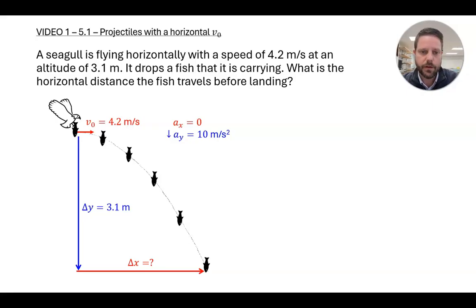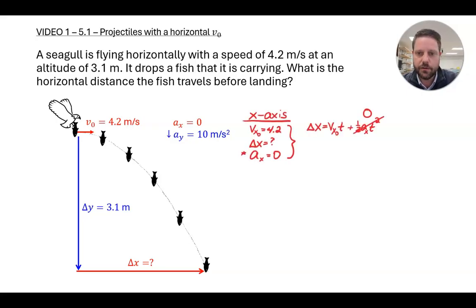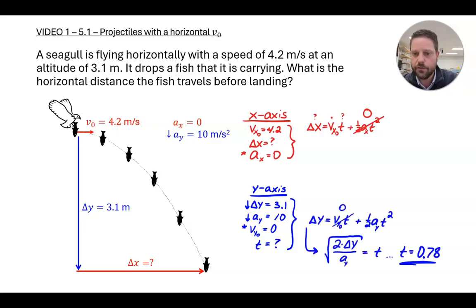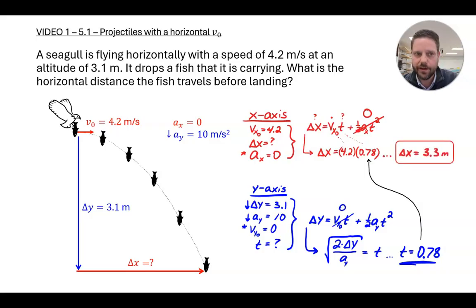So when we solve this problem, I have my diagram here, but let's say that I do the x-axis first and I realize that this is an equation that I have, and I'm given, I don't know delta x, I'm given Vx naught, and I don't know time. So that's going to tell me to go to my y-axis because I know time is something I can get from either axis. So when I list out all the variables in my y-axis, trying to solve for time, I can use the same equation but with the y variables, and I can solve that for time, and I get 0.78. Now I can go back to my red horizontal problem with that time, and I can get my final value.